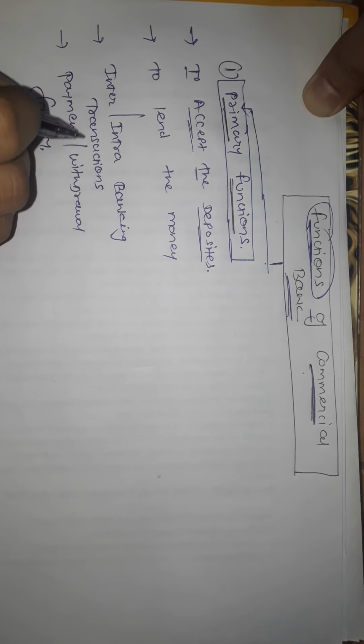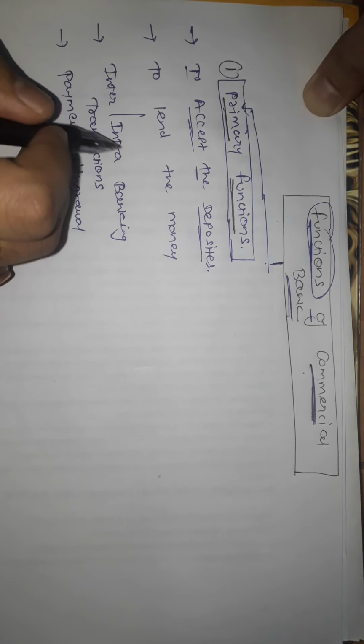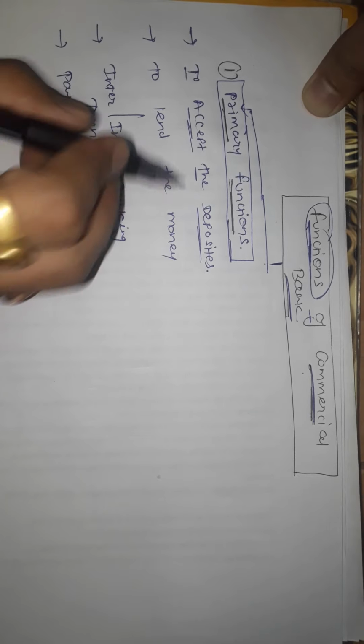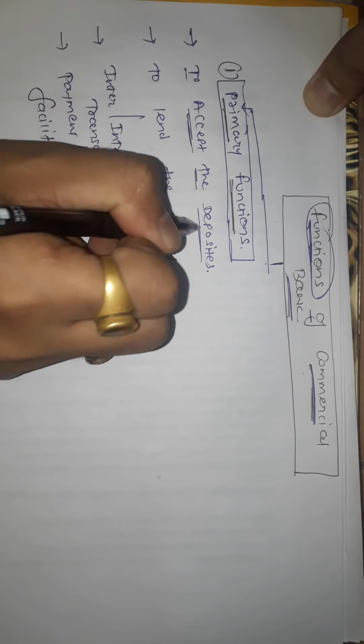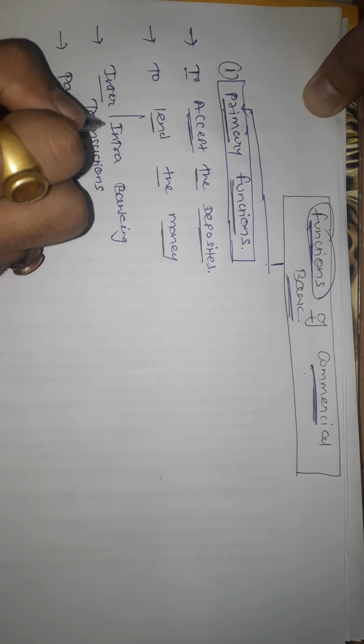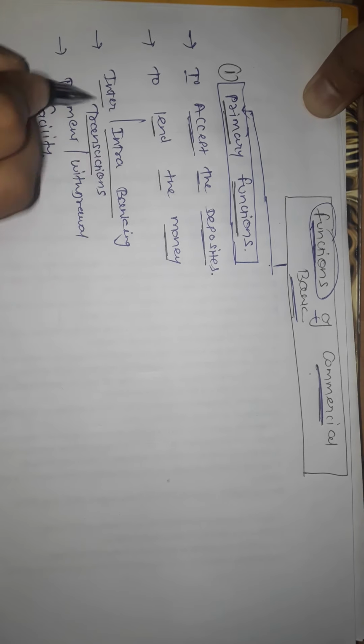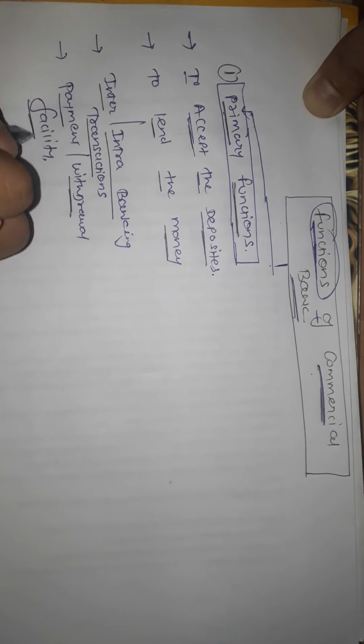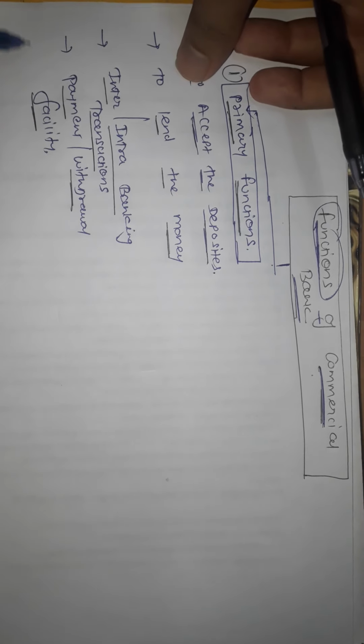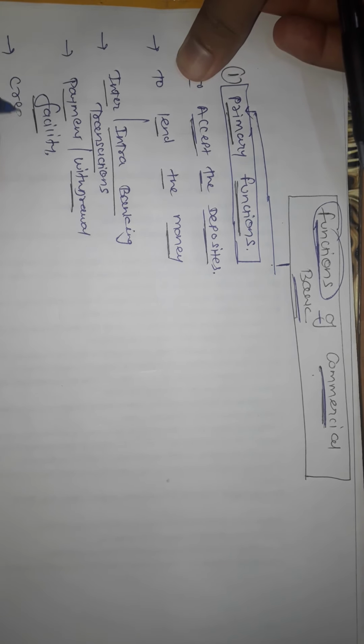Okay, so which are the primary functions performed by the commercial banks? To accept deposits, to lend money, inter and intra-banking transactions, payment and withdrawal facilities, and the last one is credit creation.